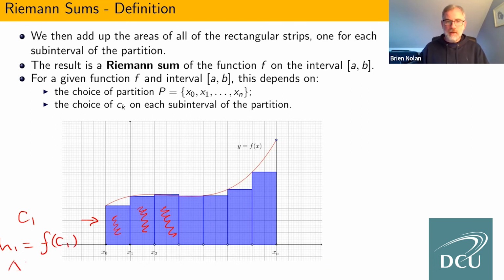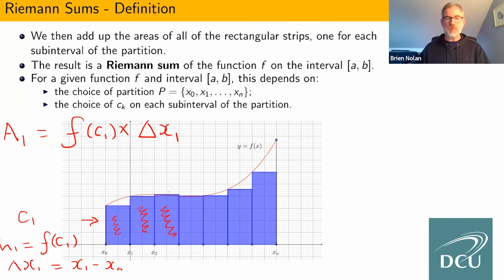And the width of that rectangle is what I call delta x1, which is always going to be x1 minus x0. So the area of that first rectangle, we could call it A1, is going to be f of c1 multiplied by, that's the height, the breadth, delta x1. So that's the area of the first rectangle. The area of the second rectangle, A2, will be f at the c2 from the second subinterval times delta x2. We'll have a similar one for A3, A4, A5, and so on up to An.